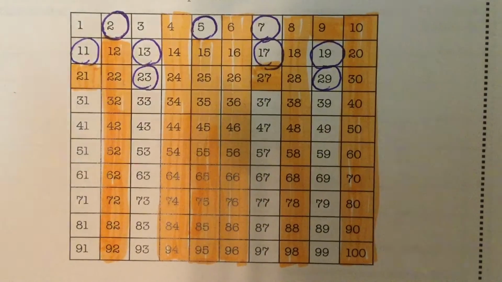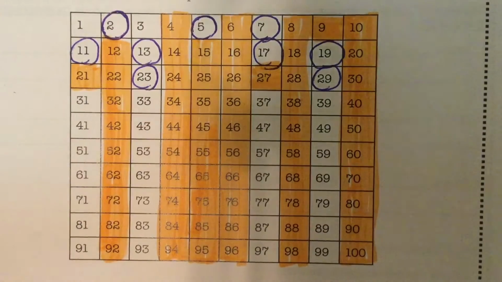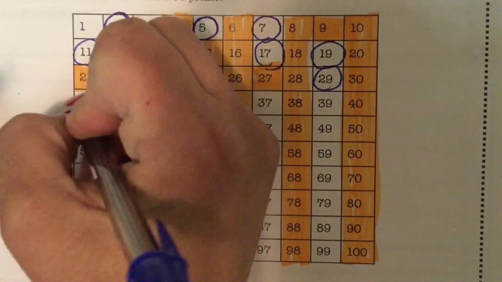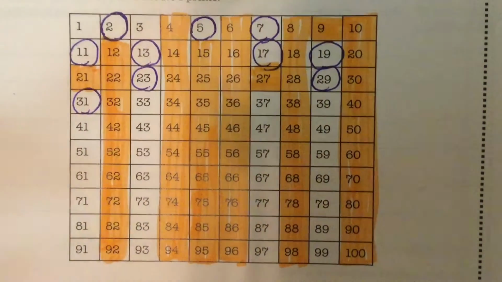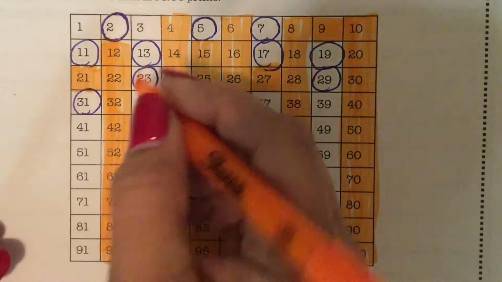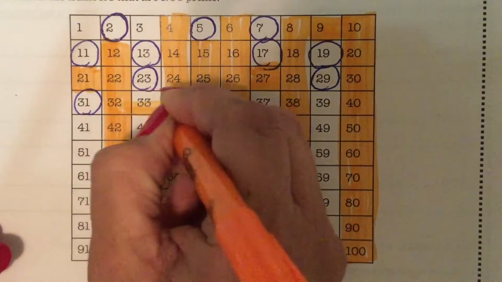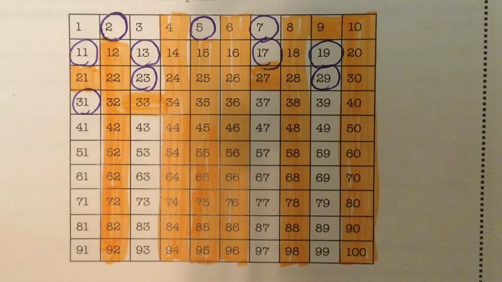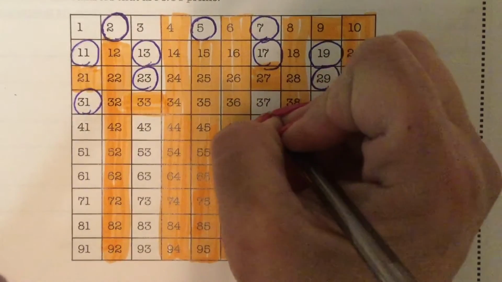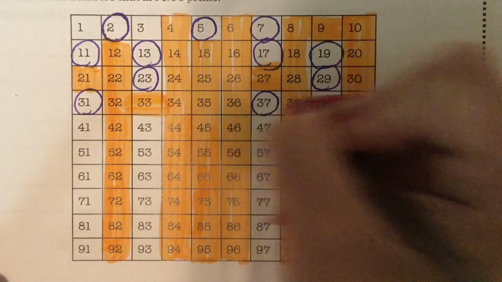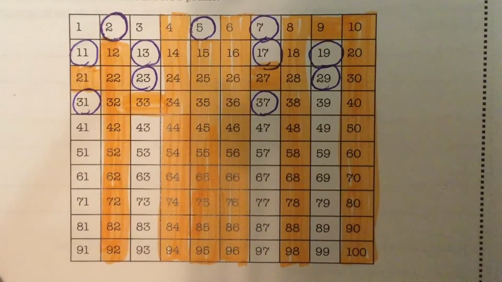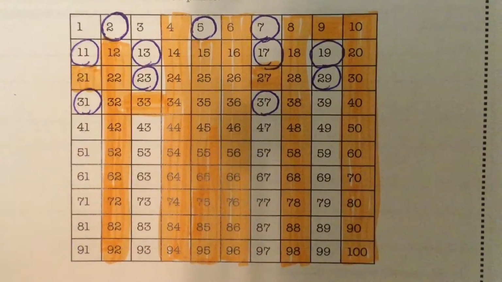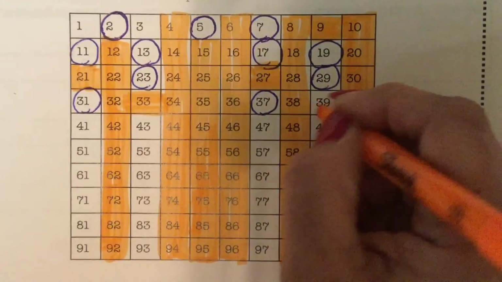31, 3 plus 1 is 4. It's going to be a prime number. 33, 3 plus 3 is 6. 3 goes into 6 evenly. 37, 3 plus 7 is 10, so 37 is prime. 39, 3 plus 9 is 12, and 3 goes into 12 evenly.